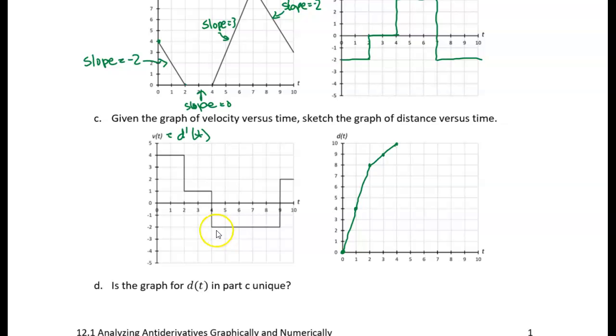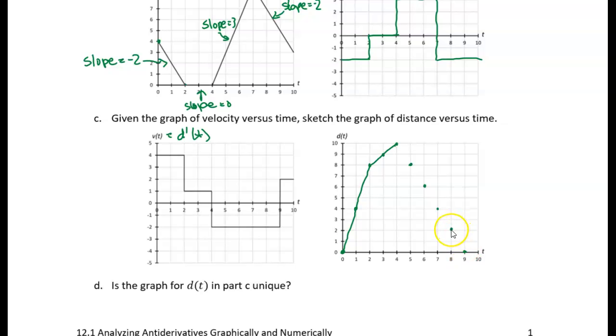Now we're suddenly traveling in the negative direction. So we have a -2. Our velocity is -2, which means the slope of our displacement is -2. It looks like we're doing that from 4 to 9. So I have to go down, going back towards my reference point by 2 units every second. So I can plot what some of those points are between 2 and 9.